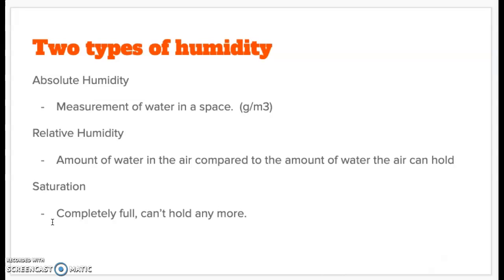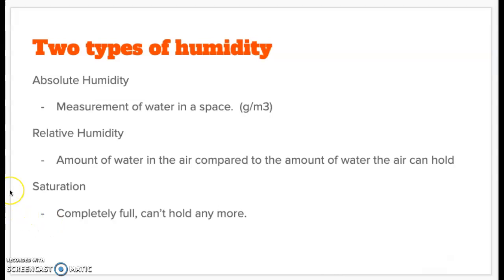Okay. The other type of humidity, and the type that we're going to talk about the most today, is relative humidity. This is the amount of water in the air compared to the amount of water the air can hold. Okay, so this is usually a percentage. When you listen to a weather report or you flip on the news and they say the humidity is 70%, that is relative humidity. Okay.